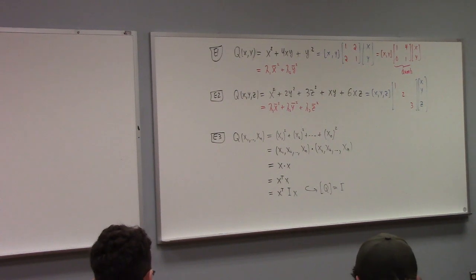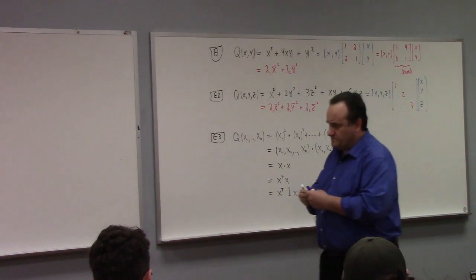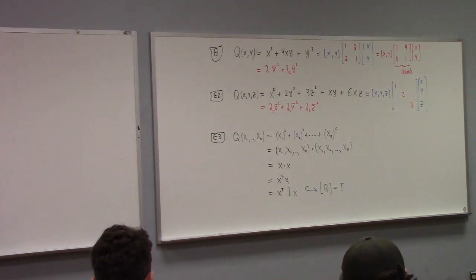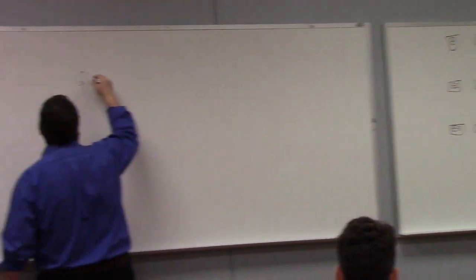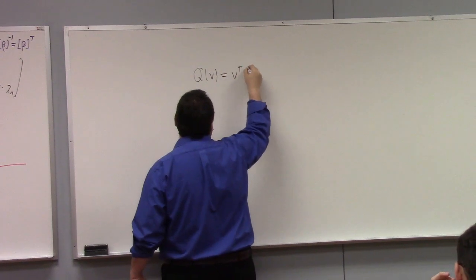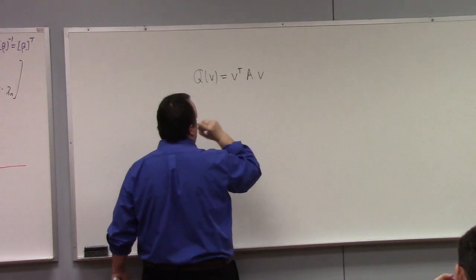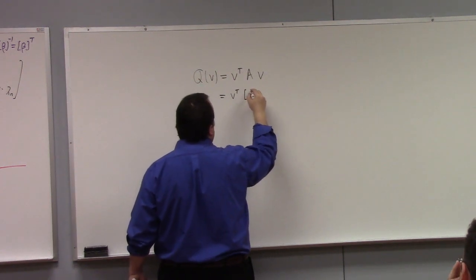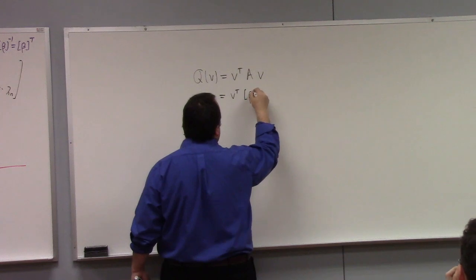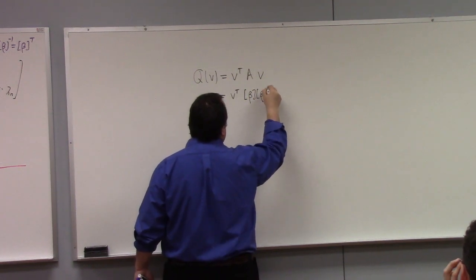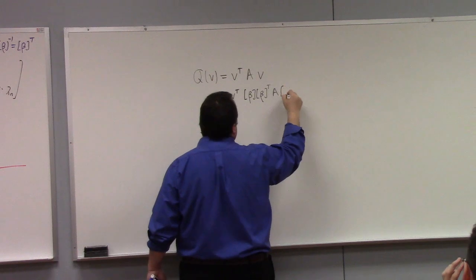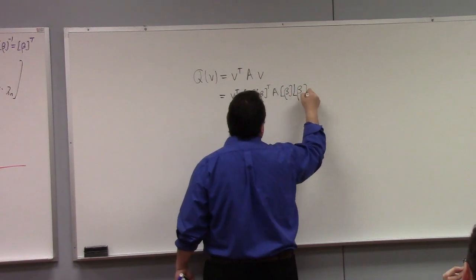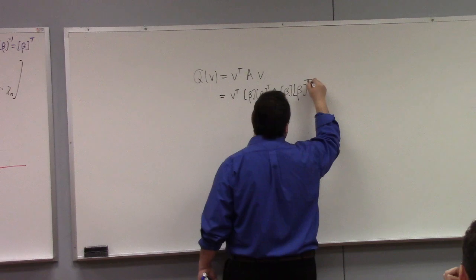How do I know they exist here? It's the real spectral theorem. The real spectral theorem says that there's an eigenbasis, right? And the calculation for that is just this. You've got Q of V is equal to V transpose AV, right? So if I just rewrite that as V transpose, let us say beta transpose A, beta transpose V. We can do this. Why?